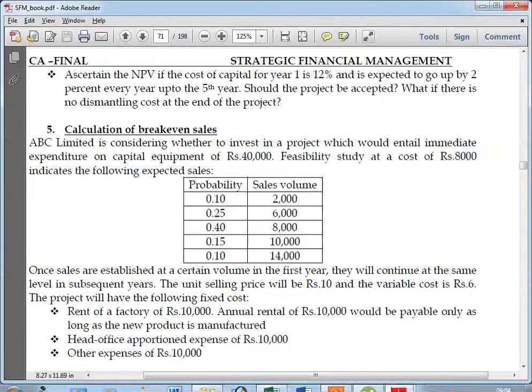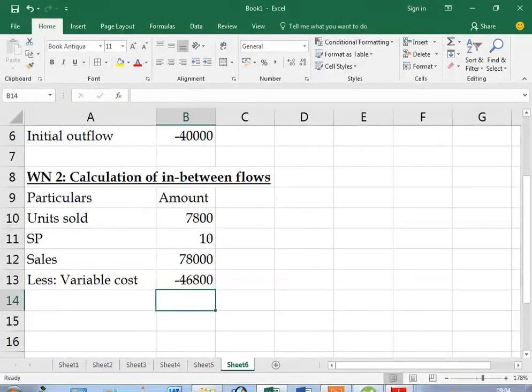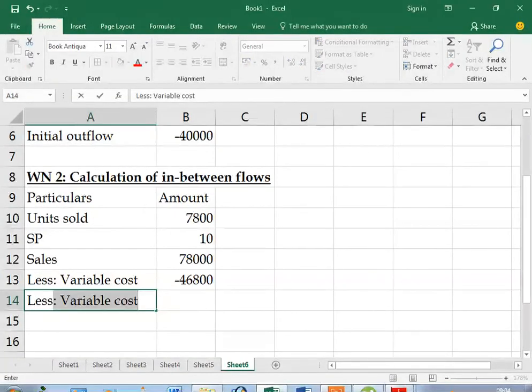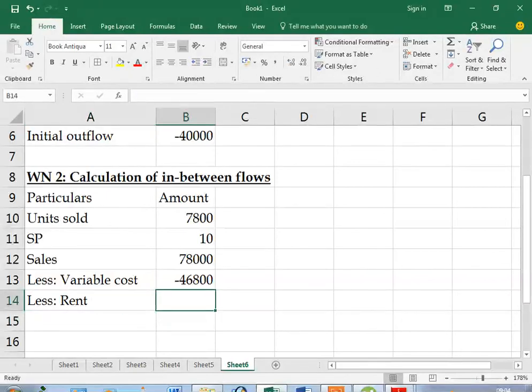So rent, if you do the project, pay 10,000. If you don't do the project, pay 0. If you do the project, pay 10,000, because rent says annual rental would be payable only as long as the new product is manufactured. If you are not manufacturing, you are not going to pay rent. So less rent, how much? 10,000.